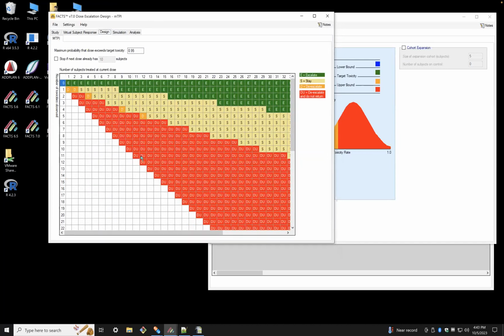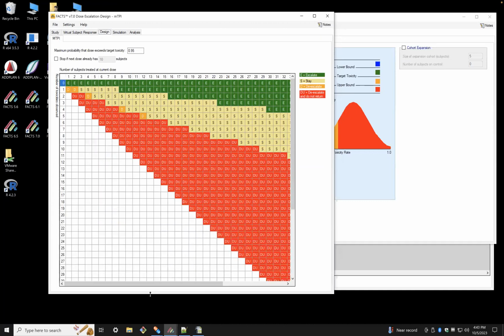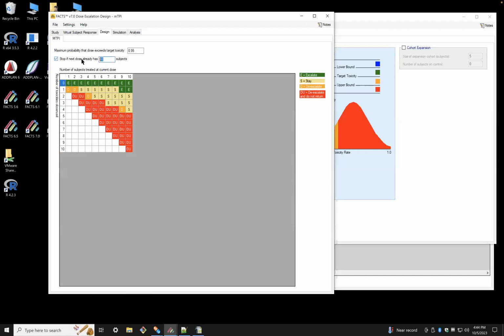The last tab before we get to run simulations is the design tab. And here it shows the decision table. Here it's showing it for every possible number of subjects on a dose and every possible number of toxicities. We can trim this by saying, well, I'm going to stop when there's 9 subjects on a dose. And here we've got this maximum probability that the target toxicity exceeds 0.95. And there you can see the escalation, the de-escalation, and the stay at the dose decisions, and the DU, which is de-escalate and do not return choices.